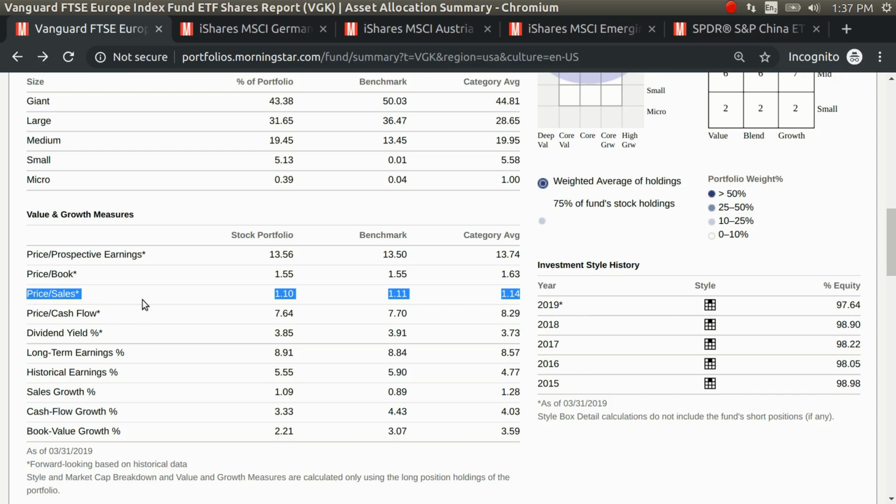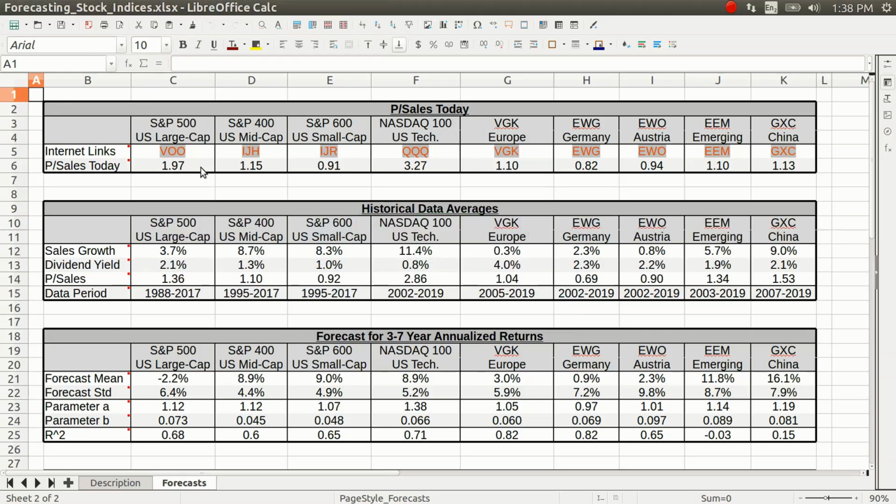I don't know if this is how they do it. It might be that they calculate the price to sales ratio for this date down here. So you have to take this with a grain of salt. I have written the contact person that I had in Morningstar, but he hasn't replied. But anyway, take it with a grain of salt. So let's go back to the spreadsheet.